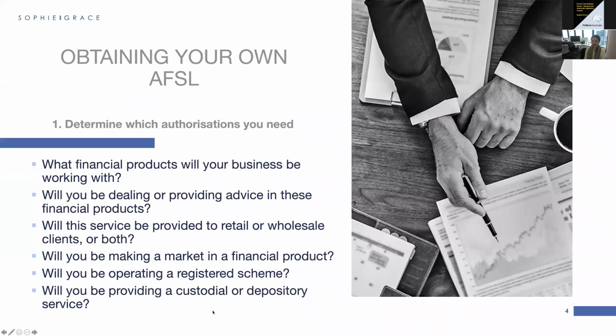So firstly, obtaining your own AFSL. You'll need to determine what authorisations you need. And Sophie went through this in a bit more detail in last week's webinar. So you'll need to decide what financial products you'll be working with under your AFSL, whether you'll be dealing or providing advice in those products. Will you be providing services to retail or wholesale clients, or both? Will you be making a market? Will you be operating a fund, or will you be providing custody or depository services?